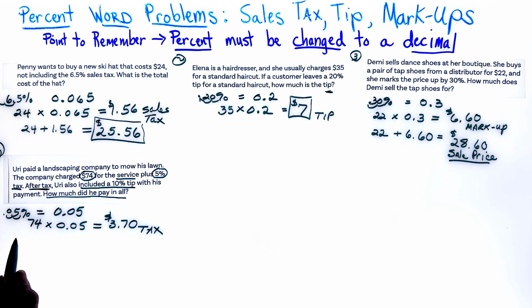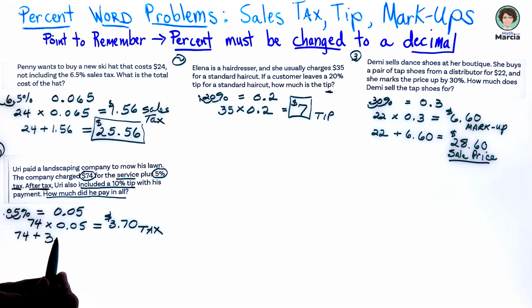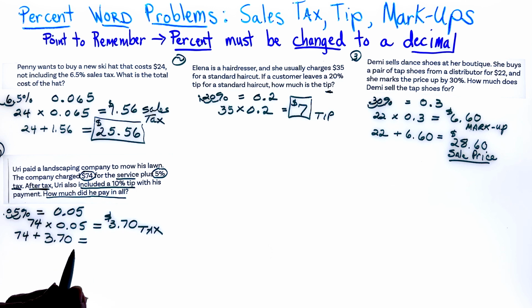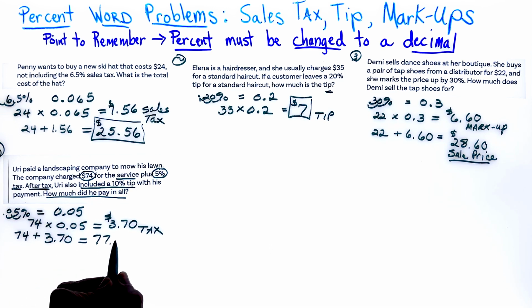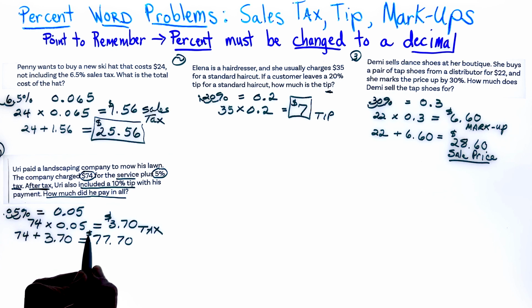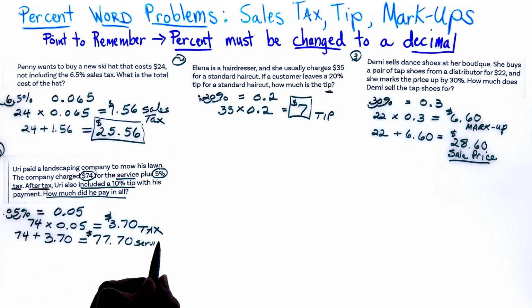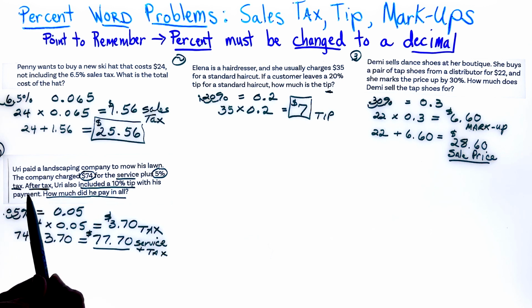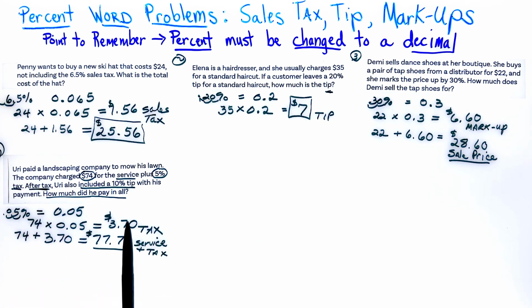Well, now remember, we have to add the service plus the tax together to find out what that total is. And it is $77.70. So this is the service and the tax right here. So after tax, Yuri gives a 10% tip. So he's giving a 10% tip on this number.